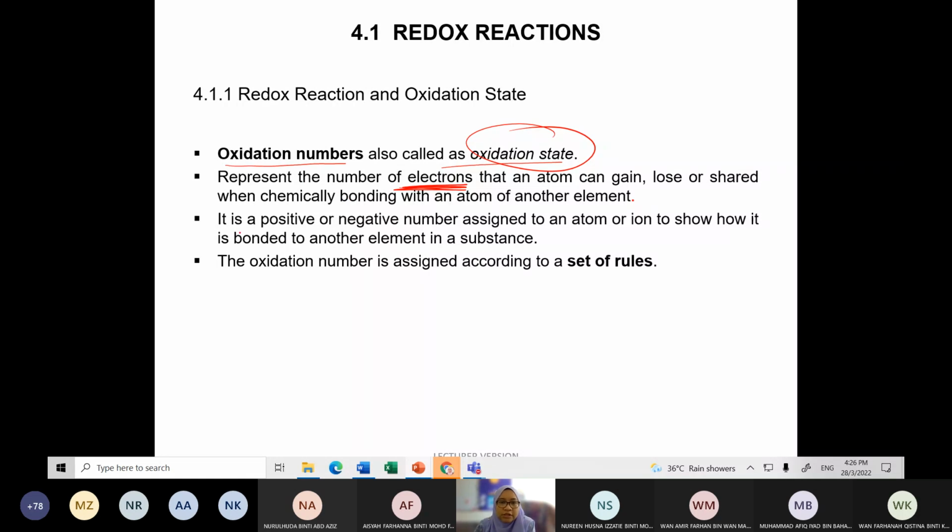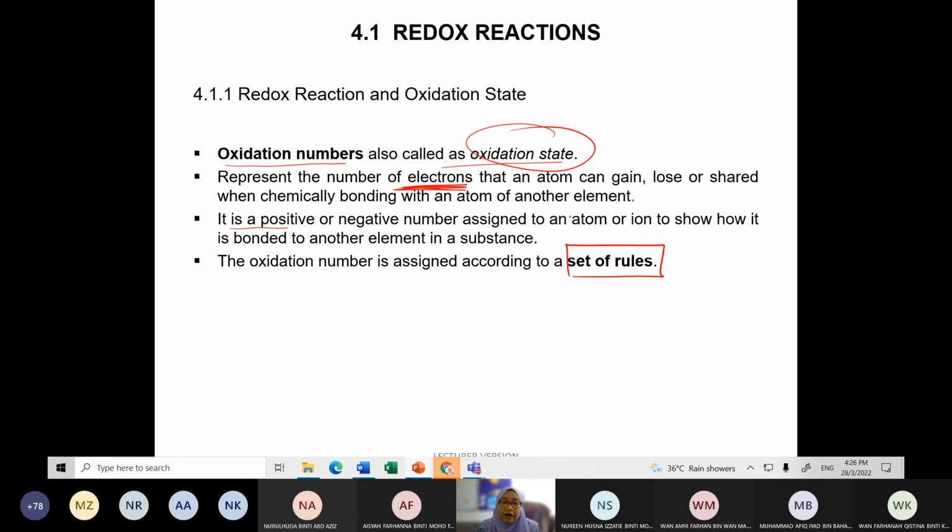Okay, so this oxidation state atau oxidation number, it can be a positive or negative number assigned to an atom or ion to show how it is bonded to another element in a substance. Okay, so the oxidation number is assigned according to a set of rules. Ada rules yang kita kena consider.